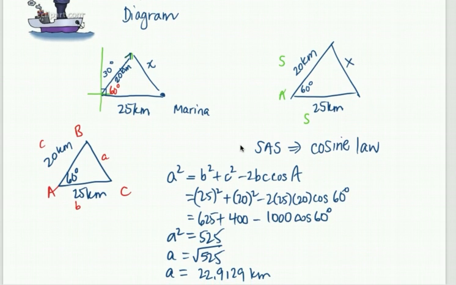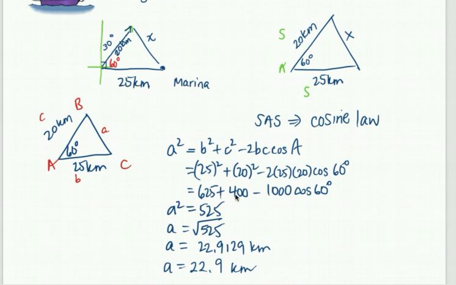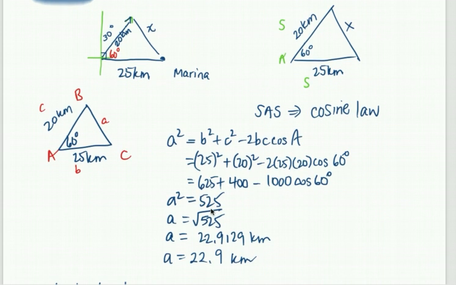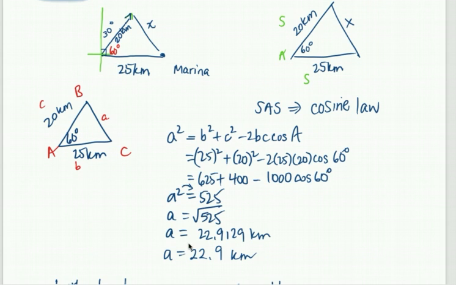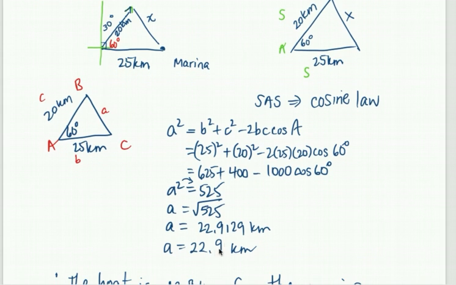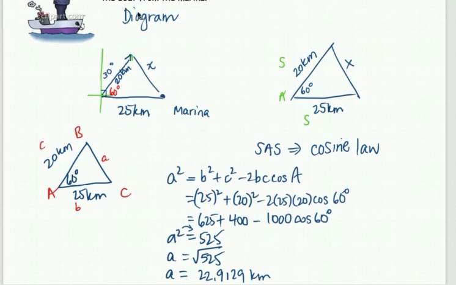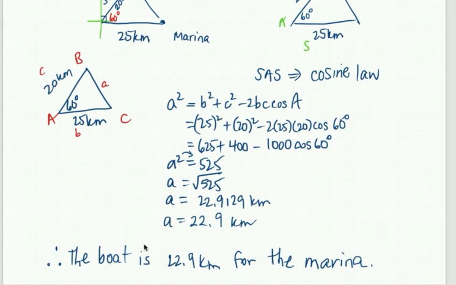Okay, so we went through and plugged in our cosine law formula here. And we were careful, we calculated everything correctly, and we calculated out 525 from here. And then remember, we're going to kick this square over this way to square root this side, and then we get a value of 22.9, in kilometers. Therefore the boat is 22.9 kilometers from the marina now.